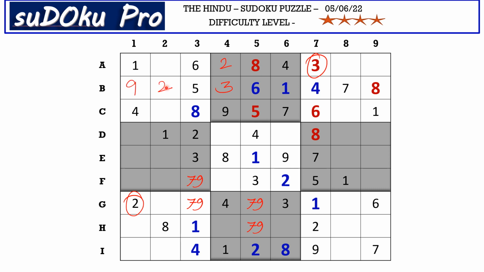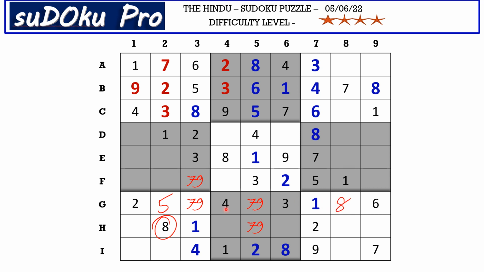In block 1, there are only 2 empty cells and the missing numbers are 3 and 7. There is 3 blocking from A row. So A2 takes 7 and C2 takes 3. In column 2, there are 2 empty cells and the missing numbers are 5 and 8. There is 8 blocking from here. So G2 takes 5 and G8 takes 8.